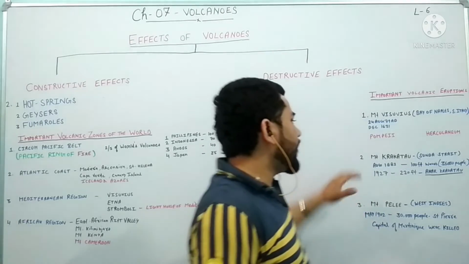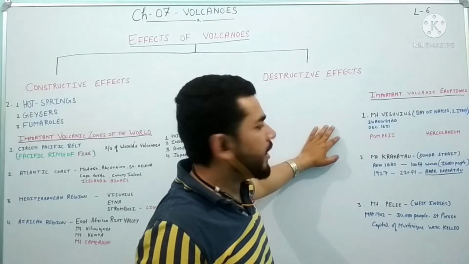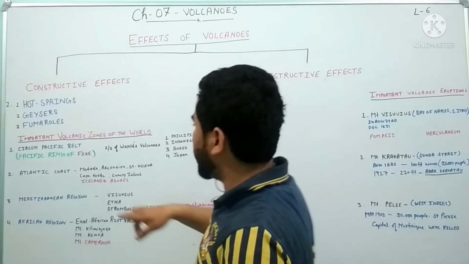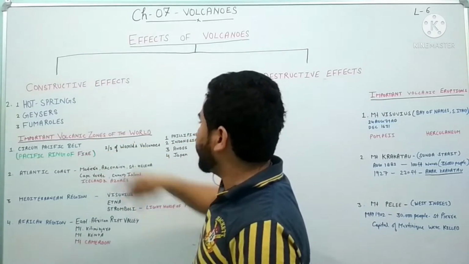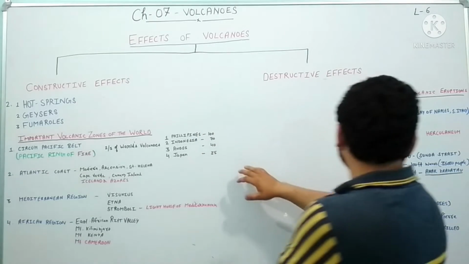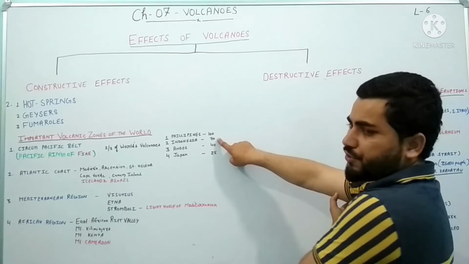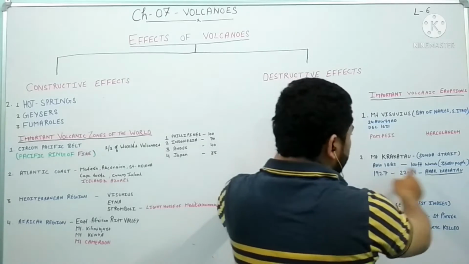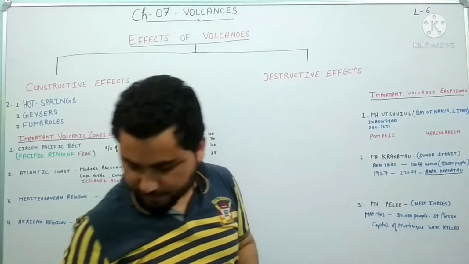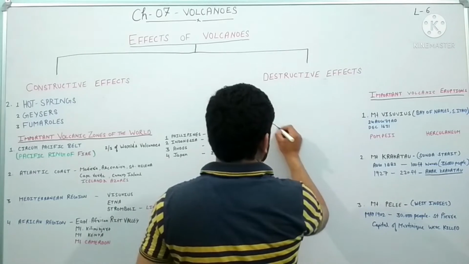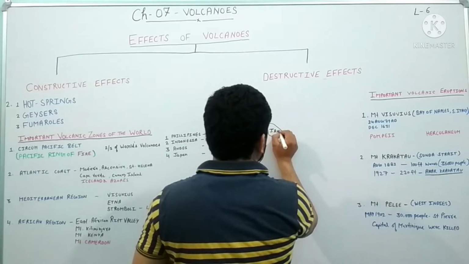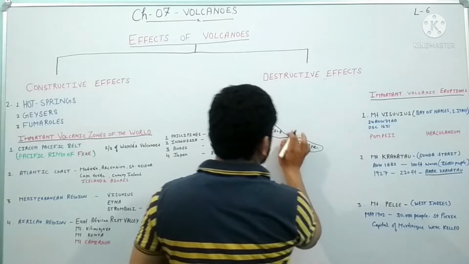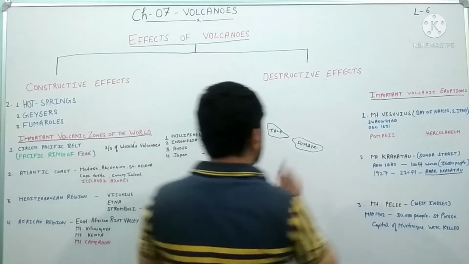Then after that we have Mount Krakatau. Where does it fall? In the Circum-Pacific Belt, because it is in Indonesia, where there are 70 volcanoes. So in the Circum-Pacific Belt we have Mount Krakatau. It is located at the Sunda Strait. Suppose this is Java and this is Sumatra. This region is called the Sunda Strait.